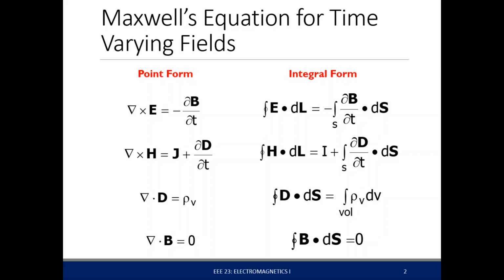Basically, every law in electromagnetics is summed up with these four equations that were summarized by Maxwell. You have your point form and your integral form. The point form here, this is Faraday's law. This law is Ampere's law with Maxwell's annotation. Right? This is Gauss' law for electrostatics. Sorry, Gauss' law for electric fields. And this is Gauss' law for magnetic fields.